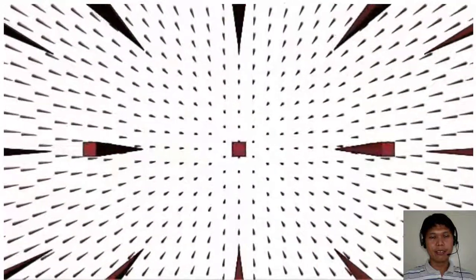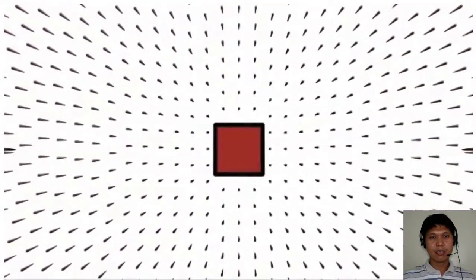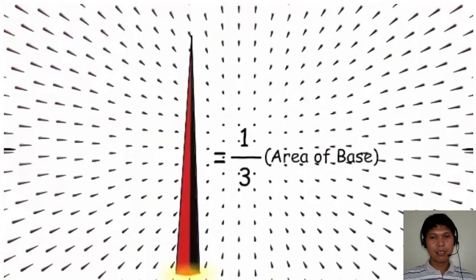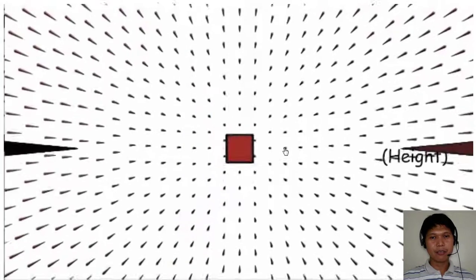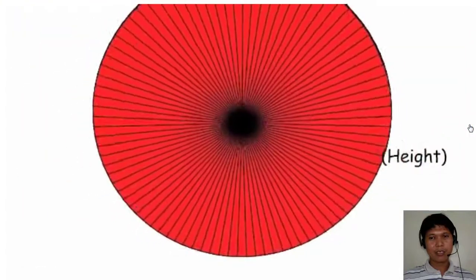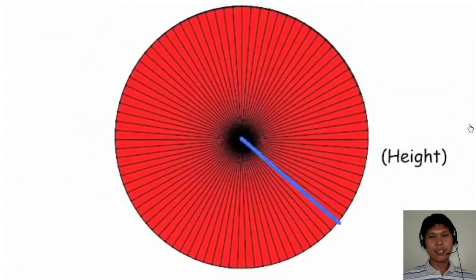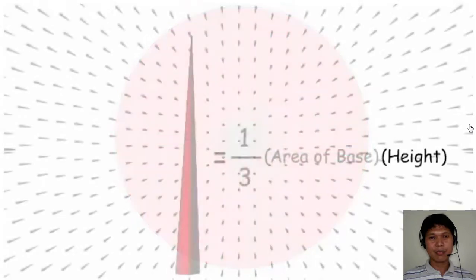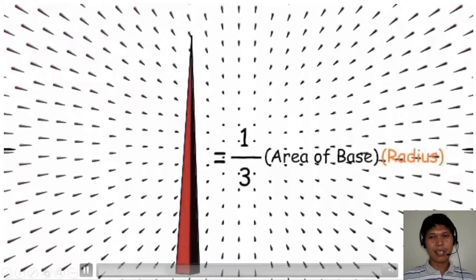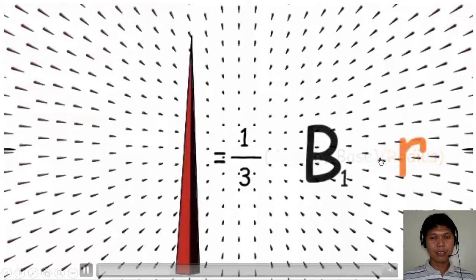Yan, pyramid. So let's take a look at one pyramid, and remember that its volume is equal to 1 over 3 area of the base times height. Okay, and then ang area ng base now, is a square. Let's quickly show that the height of all the pyramids that make up the sphere is actually equal to the radius. Okay, radius yan, yung height ng pyramid. So our equation becomes 1 over 3 area of the base times radius. Yan. So, ang height will naging radius. And we simplify this equation by replacing radius with r and area of the base with b.